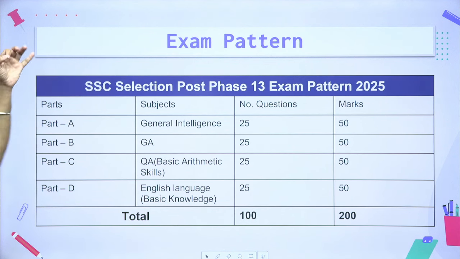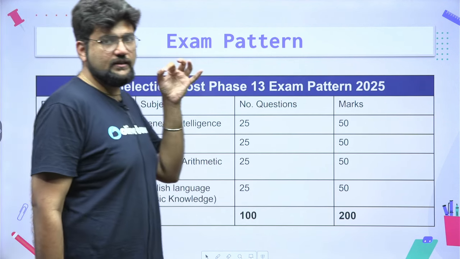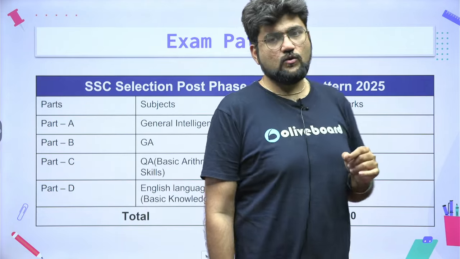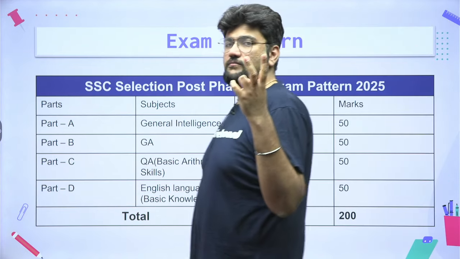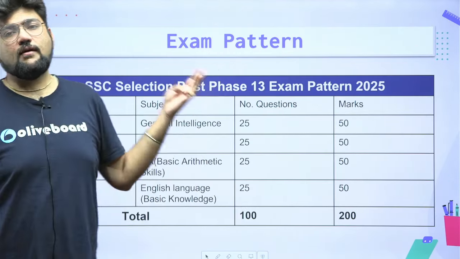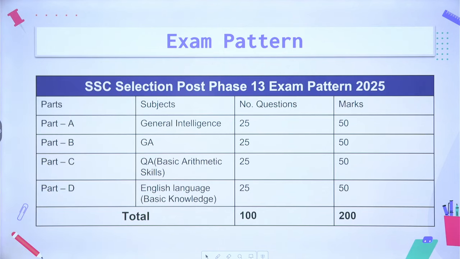Exam pattern, as I told you, is absolutely the same as the SSC CGL exam. 100 questions, 25 questions in each section, 4 major subjects: GK, logical reasoning, quantitative aptitude, and English, that is verbal ability, and 25 questions from each section, 2 marks for each question. So that makes it a total of 200 marks, which will be the maximum allotted for this examination, right?